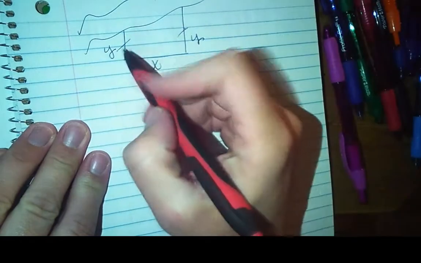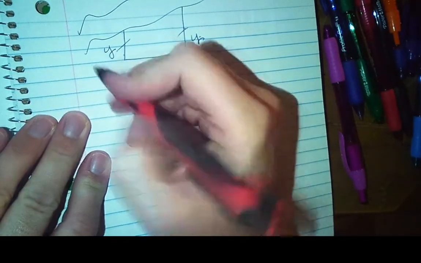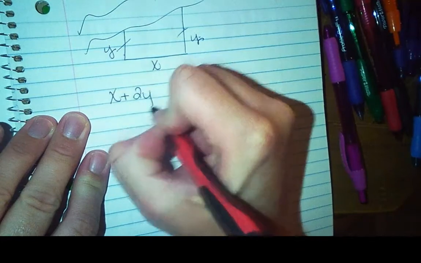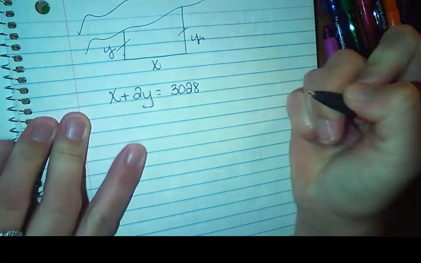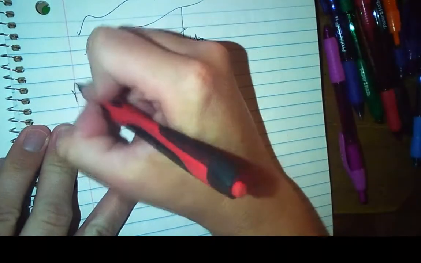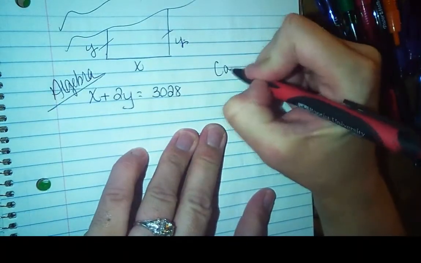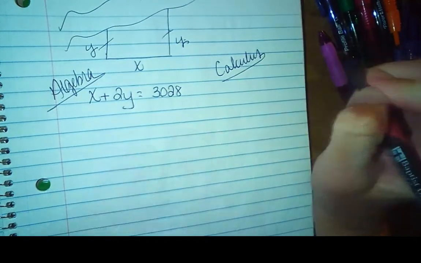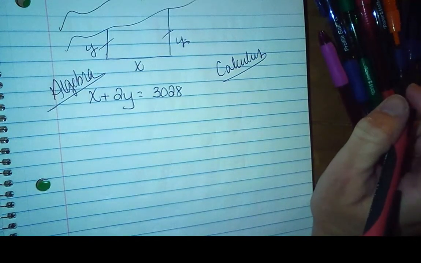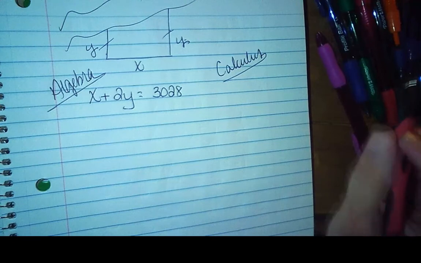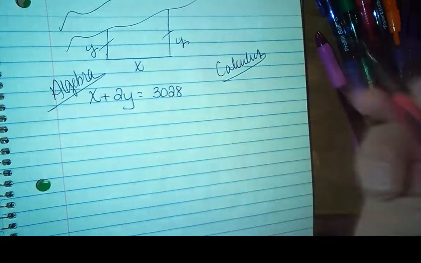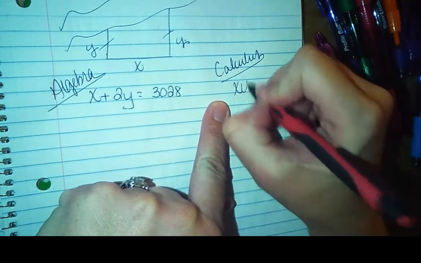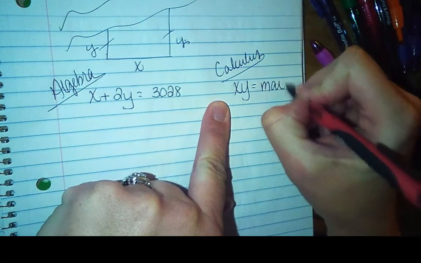Okay, so what do I know? I know that if I add all three of these up together, so X plus 2Y, I need to use 3,028 yards of fencing. So this is the algebra side. And then what do I do with the calculus side? The calculus side is going to be the largest area that I can enclose. Well, how do I find area? Area is just length times width. So I have X times Y needs to be a maximum.